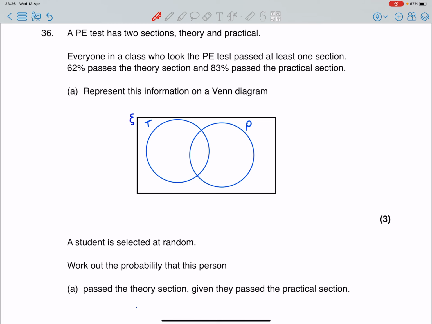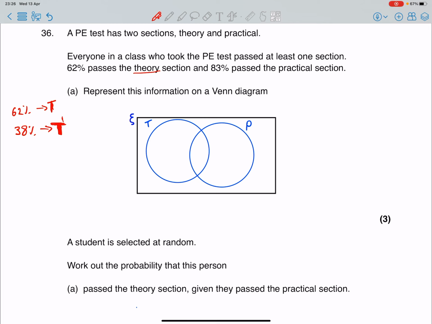Now, it says that 62% passed the theory. That means that if 62% passed theory, then 38%, just doing 100% minus 62%, is T complement, did not pass theory. Oh, did I say P? I was meant to put T. Theory begins with a T. My goodness. There we go. Like that. And this little dash means complement.